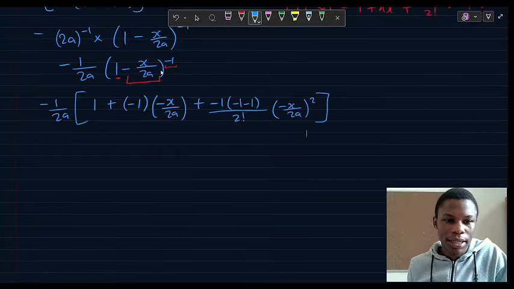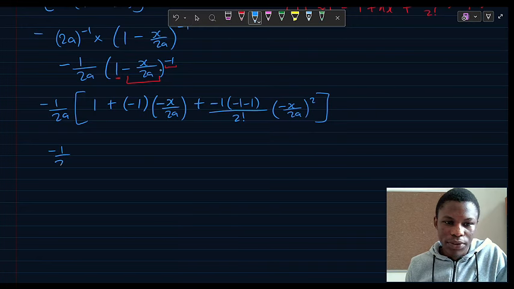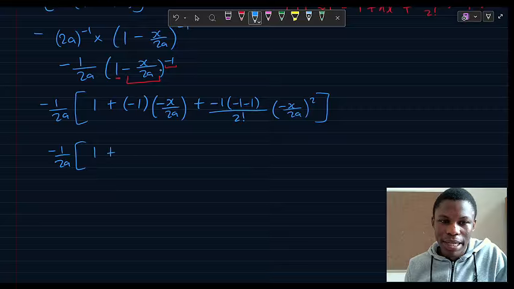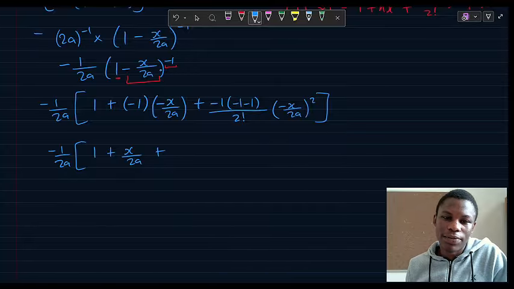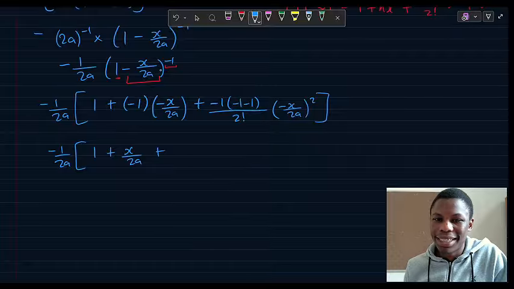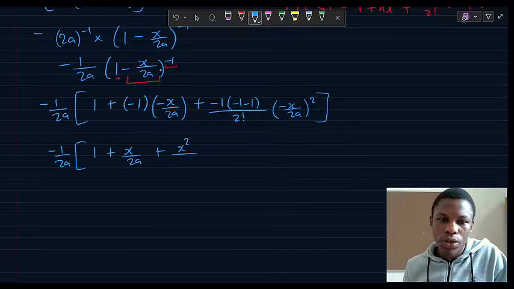All right. Let's break that down. Negative 1 over 2a times 1 plus, because minus minus, x over 2a. And then plus, this is negative 2 times negative 1. So I've got a positive 2 on the numerator, which is dividing 2 factorial as 2. So 2 over 2. So that's just 1. And here, be careful how you square. Square the negative x, you get x squared. Square the 2, you get a 4. Square the a, you get a squared.